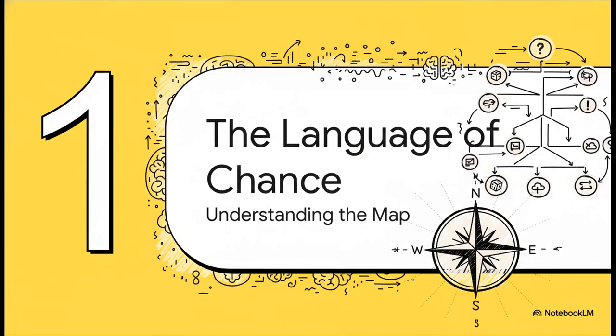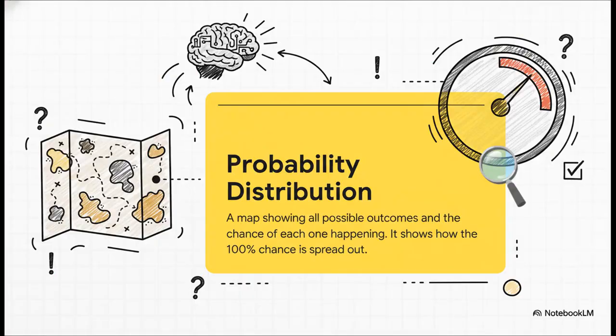Okay, so how does an AI even begin to get a handle on all these maybes? Well, before it can predict anything, it needs a guide. It needs a map of all the things that could happen, and more importantly, how likely each of those things is. And we call that map a probability distribution. Just think of it as the complete travel guide for any random event. It doesn't just list the destinations, what could happen. It tells the AI exactly how the total 100% chance is shared between all of those possibilities.